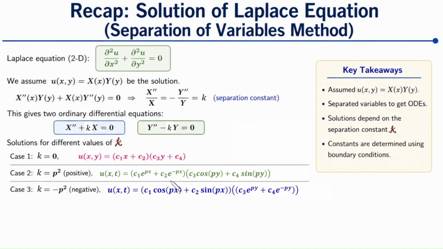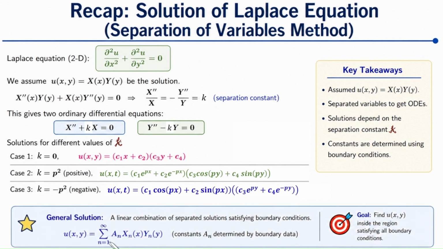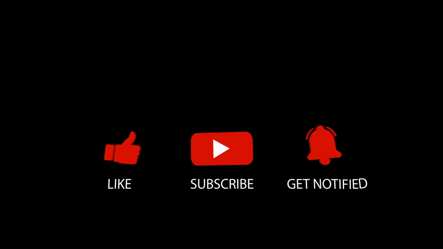Here these constants are determined with the help of the boundary conditions, which we are not dealing with in this video. Moreover, you need to remember that whenever we have a solution, it can be written as a linear combination of separate solutions after satisfying the boundary conditions, and the general solution is represented by this form, where this capital A_n is obtained with the help of the boundary conditions. And this is how we solve the Laplace equation in a rectangular domain without considering the boundary conditions.